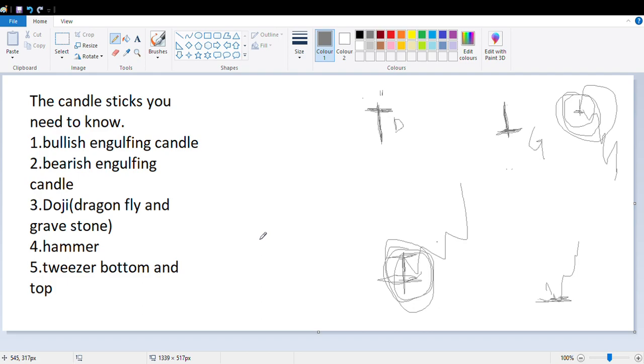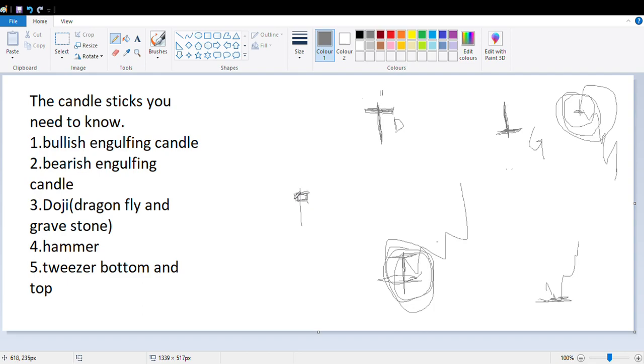And then four on our list is the hammer. So the hammer is more of the dragonfly, but the hammer has a bigger body than the gravestone. So this is how the hammer looks like. You see here, this is the body. The body here is thin, slim, but here the hammer has a bigger body than the dragonfly. So this is the hammer.